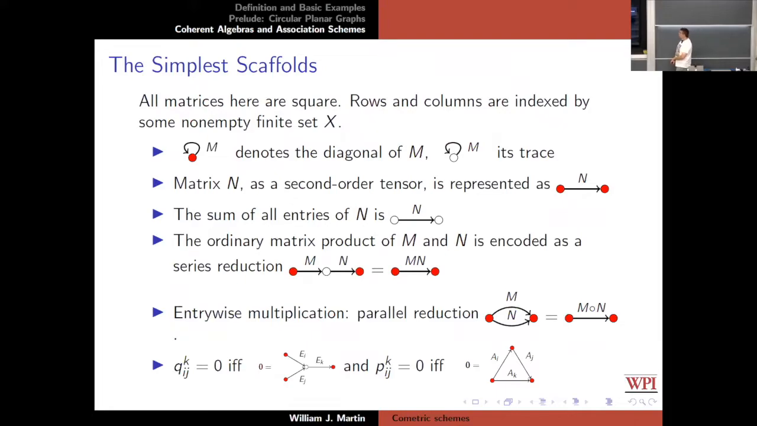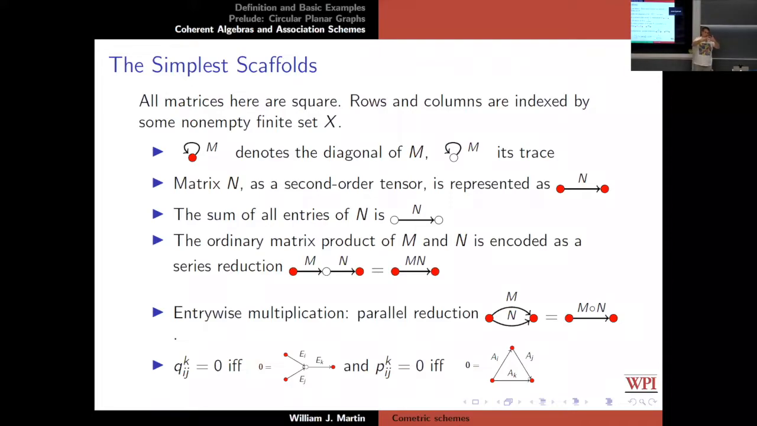So on a small number of nodes, we talked about these scaffolds. So the definition allows us to say that a red dot with a loop is the diagonal. That's a first order tensor, so that's just a vector in our ordinary linear algebra sense, and that's the diagonal of the matrix M. If I forget the details about which entry came from where, and I just sum them up, I get the trace.